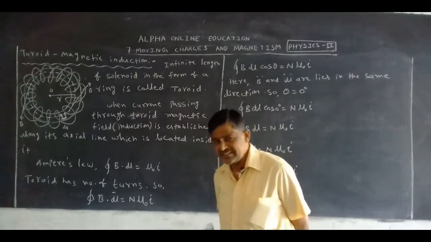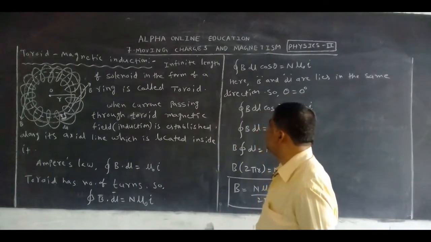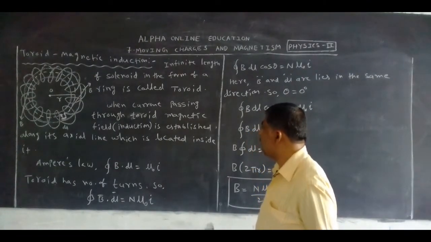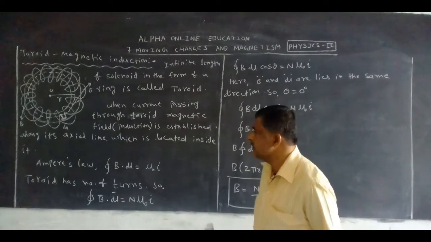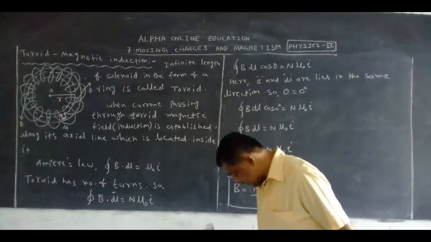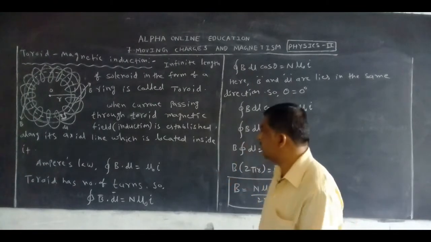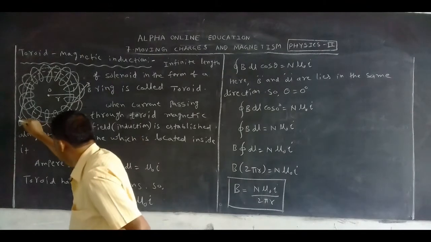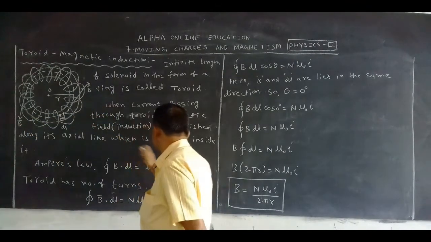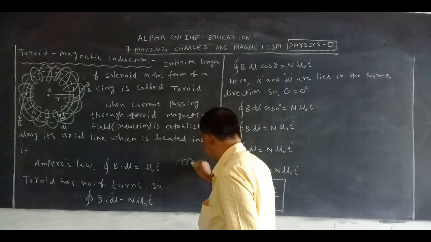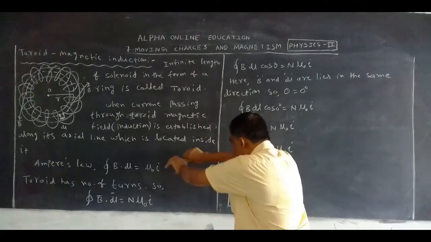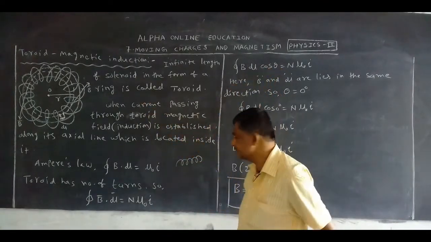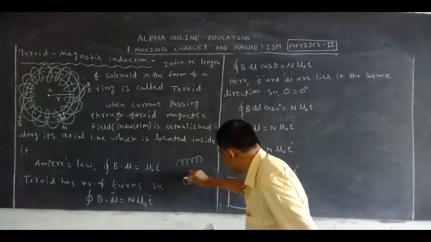Now, what is the toroid? An infinite length of solenoid in the form of a ring is called a toroid. See, we know this is the solenoid. You bend this solenoid in the form of a ring, and it is called a toroid. If we bend it, we can get this shape.